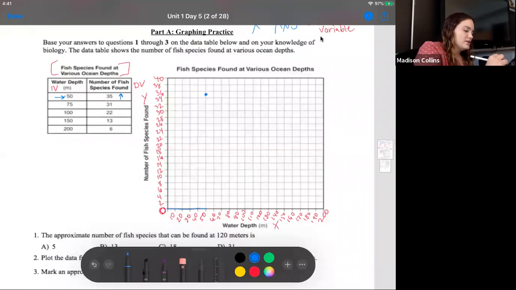Okay. Next up, we've got over 75 meters and up 31. So we're going to go over here to 70. But wait, our data point's 75. So we're actually going to go in the middle between 70 and 80. And then we're going to go up to 31. Same deal, we only have 30 and 32, so we're gonna go in the middle at 31.